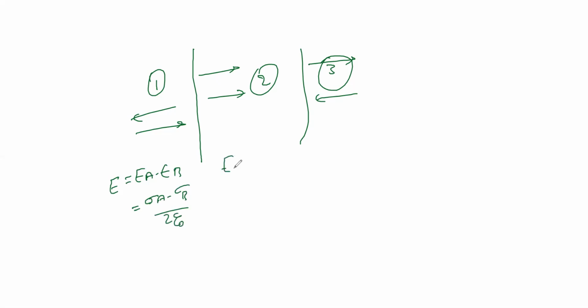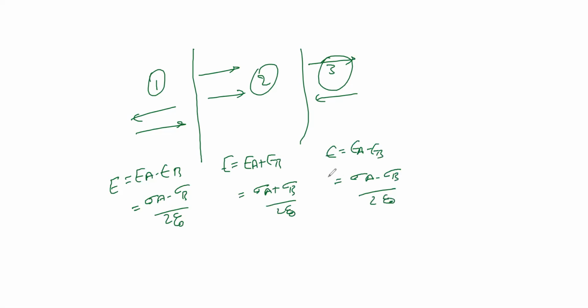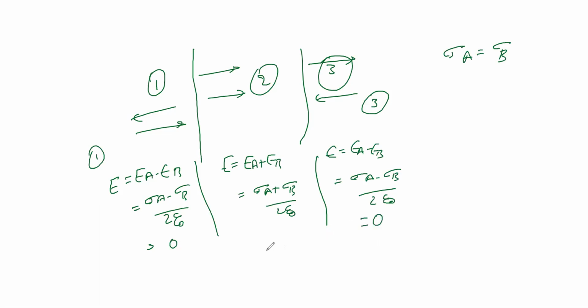Here, where both are in the same direction, we say E is equal to EA plus EB, that is equal to sigma A plus sigma B by 2 epsilon naught. And the third case, E is equal to EA minus EB, which is equal to sigma A minus sigma B by 2 epsilon. Remember, these first three cases. The first and third cases are outside, and the second case is inside. Now, if both surface densities are the same, outside the electric field will be 0, and inside it is sigma by epsilon naught.